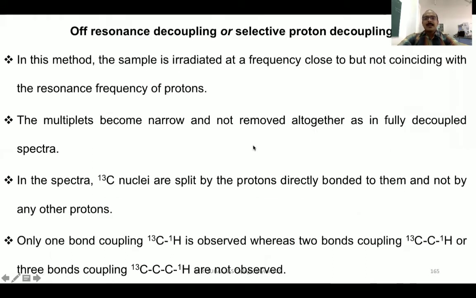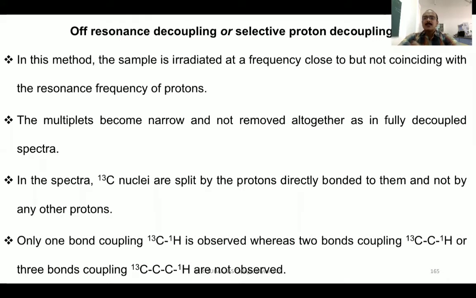Coming to the next technique, that is called off resonance decoupling or selective proton decoupling. In the last technique, we have seen that all the protons are decoupled simultaneously by using the double irradiation technique. But in this method, instead of eliminating all the protons, we do something called off resonance decoupling. Here, mainly the sample is irradiated at a frequency close to but not coinciding with the resonance frequency of protons. Say for example, if a proton is absorbing the energy at 100 megahertz, we won't give 100 megahertz frequency, rather we supply 50, 60 or 70 megahertz.